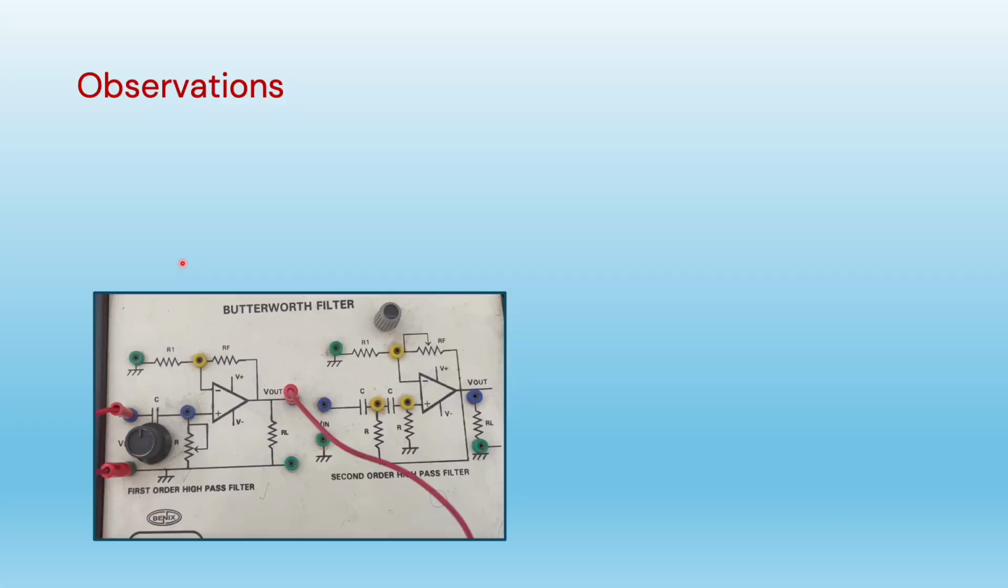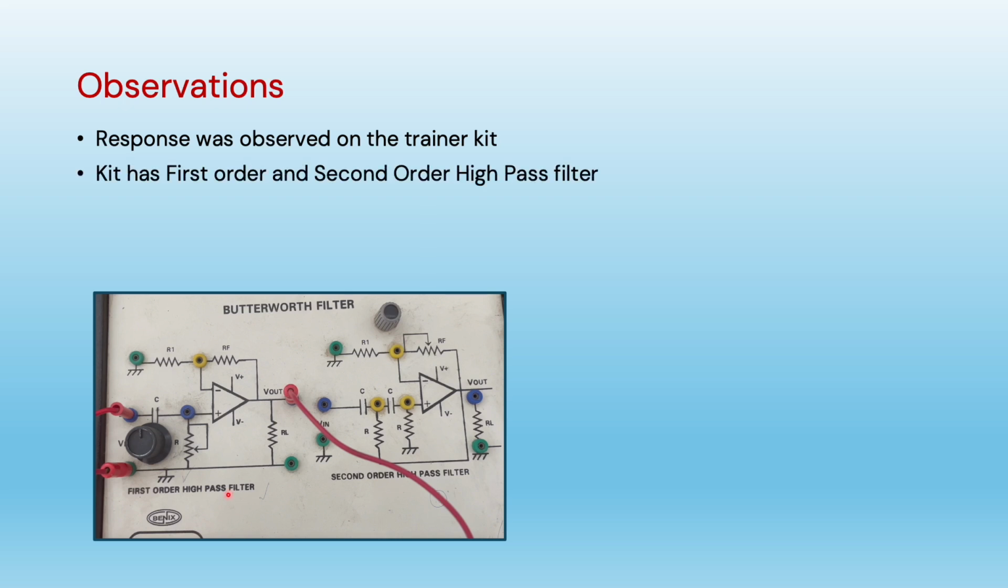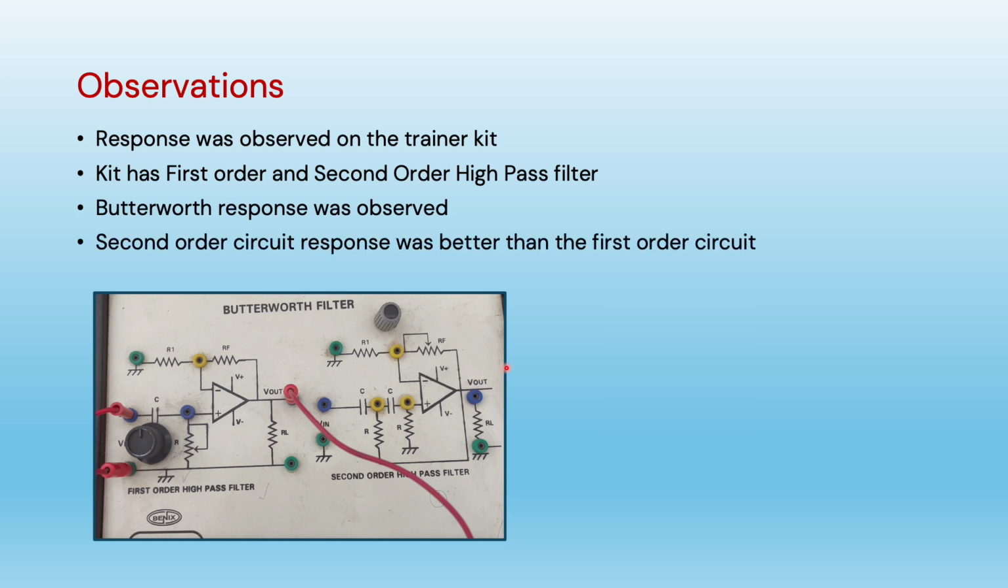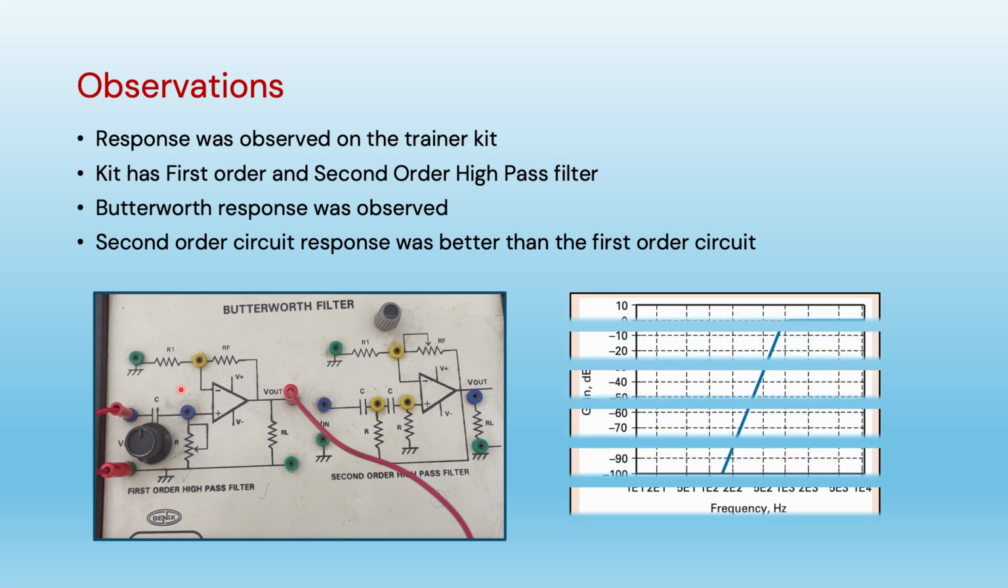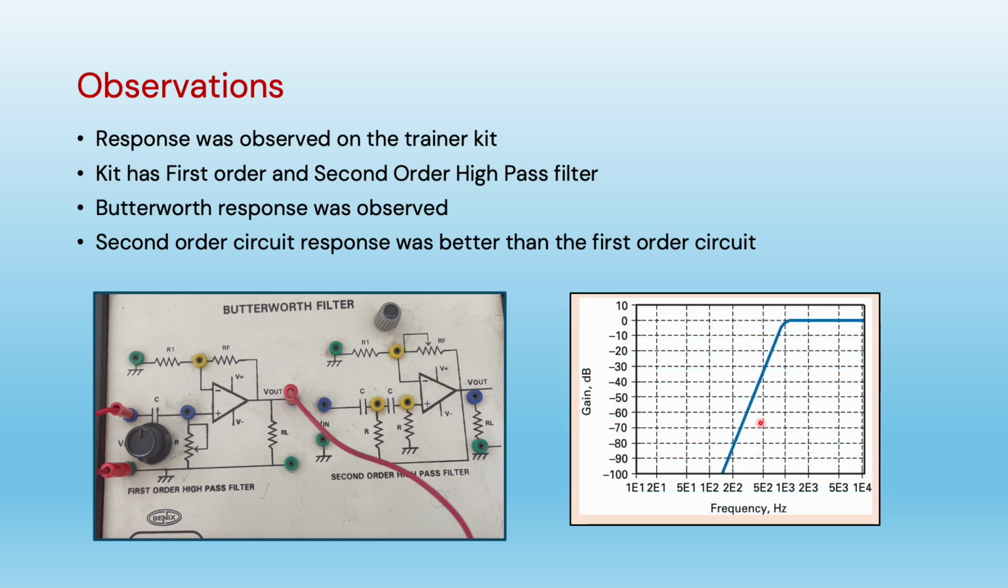We have done this experiment on the trainer kit and the response was observed on the kit. We have applied inputs through the function generator and output was observed on the CRO. The kit has first order and second order filter. You can see just one RC circuit and two RC circuits. So this becomes a second order filter. And we have observed the Butterworth response for high pass filter. The response of the second order circuit was better than the first order circuit.